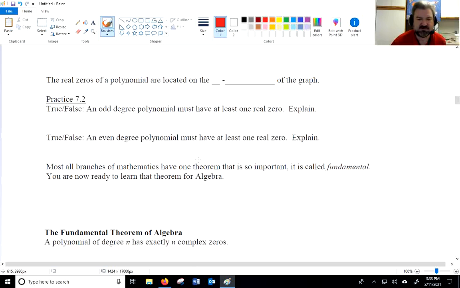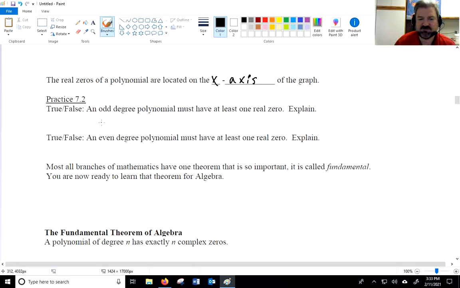Okay, the real zeros of a polynomial are located on the x-axis of the graph. We know that. We know that real zeros are x-intercepts. Practice 7.2. True or false? An odd degree polynomial must have at least one real zero. True or false? Answer that question best you can.